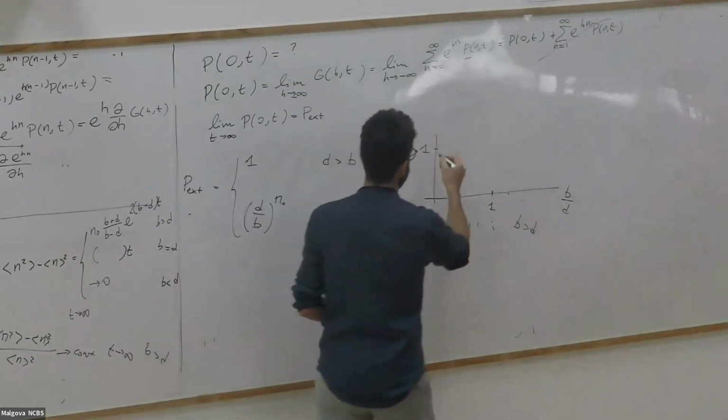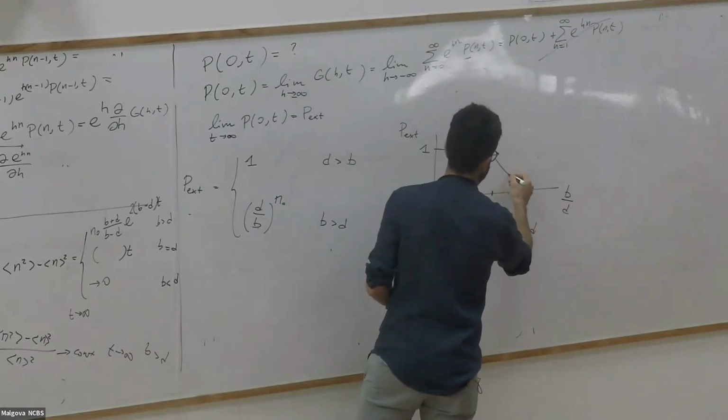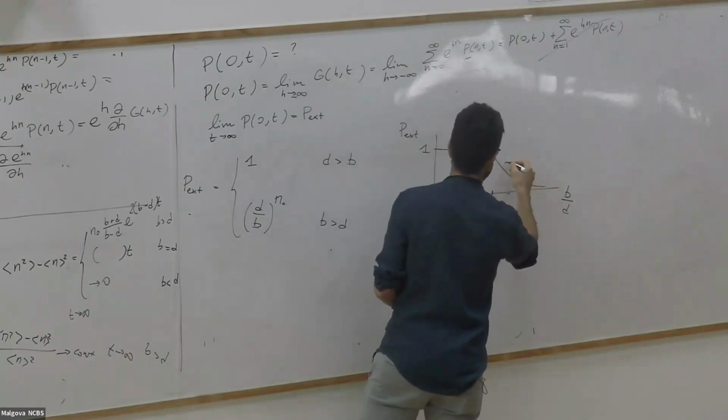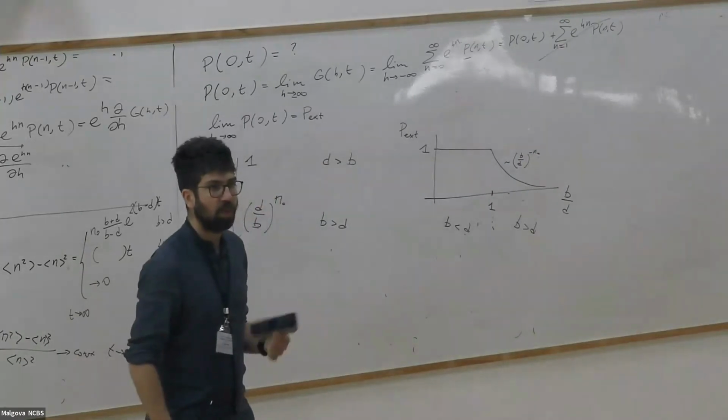Okay. So here it's equal to 1. And when you hit 1, this decreases as (B over D) to the minus n naught. Okay. So what does this mean?